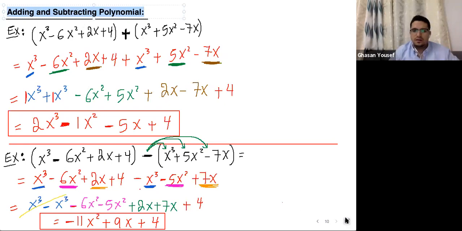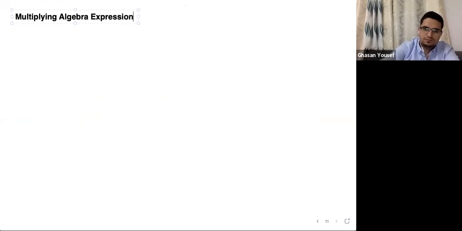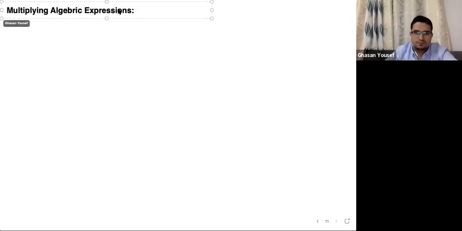So now, here, multiplying algebraic expressions. So we have to use the distributive property. So I'm going to explain that by the example below.